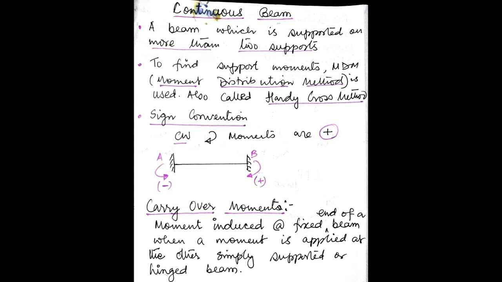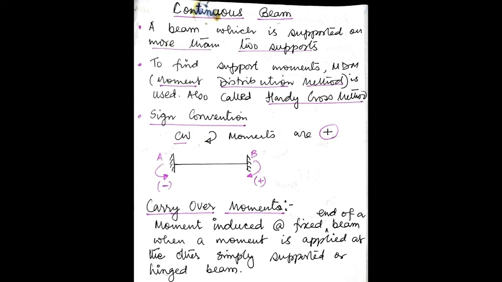Carryover moment is the moment which is induced at the fixed end of a beam when a moment is applied at the other simply supported or hinged end. That means, if at one end of the beam which is simply supported, we apply some moment, it will have some effect on the other end, that is the fixed end. So what will be the moment induced at the fixed end due to the moment applied at the other, simply supported end? That is called the carryover moment. It will be more clear once we take up the example.